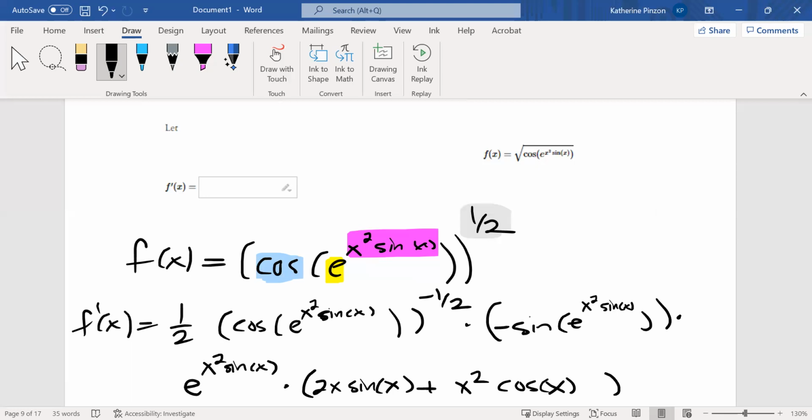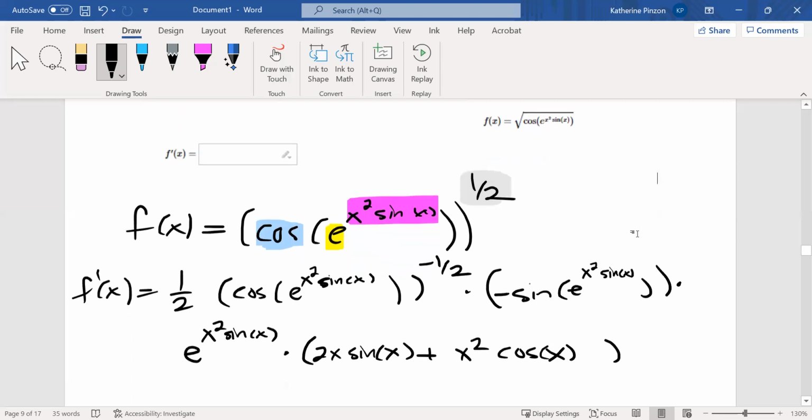No, because derivative of sine is positive cosine. It's tricky. Once we get to antiderivatives, everything falls apart. We can't remember the rules anymore.